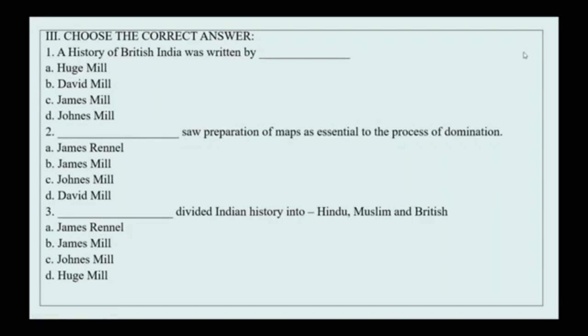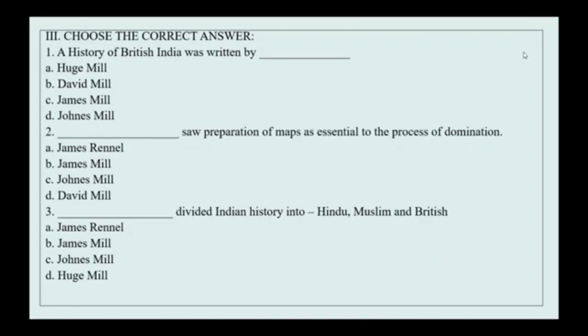Then second question. Dash saw preparation of maps as essential to the process of domination. Option A, James Rennell. Option B, James Mill. Option C, Jones Mill. And option D, David Mill. Which is the right answer? The right answer is option A, James Rennell.